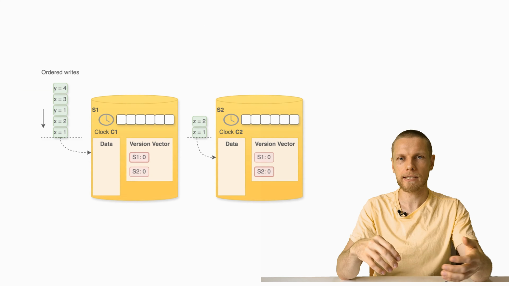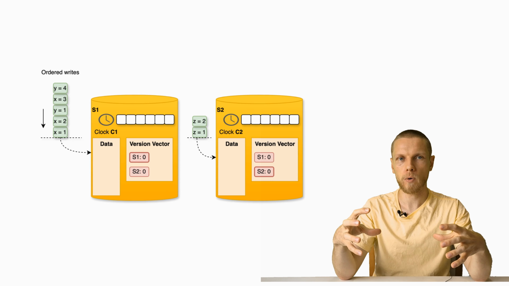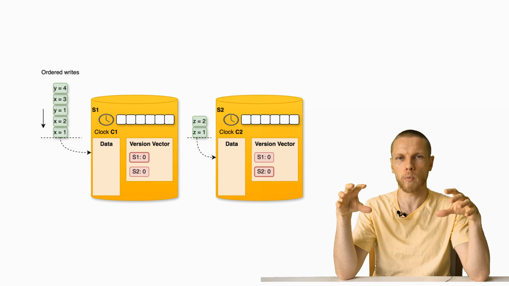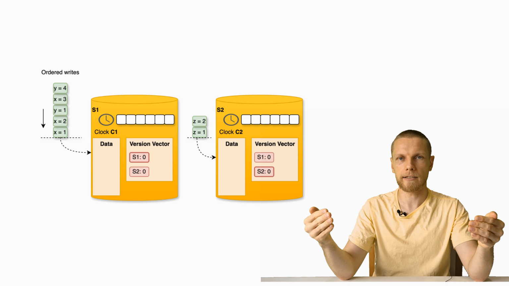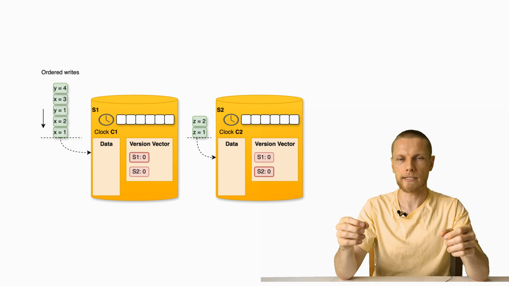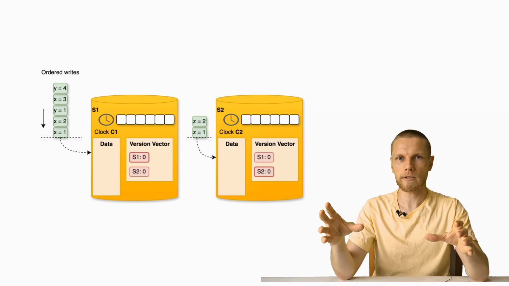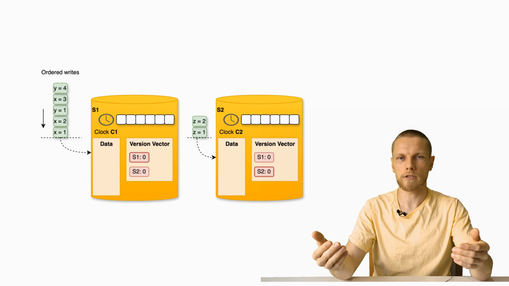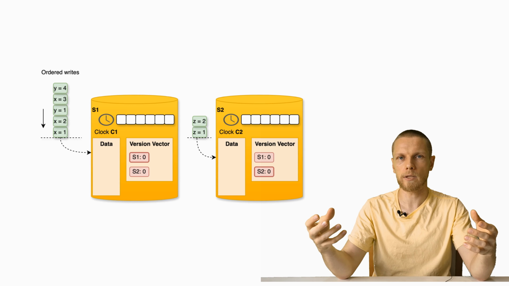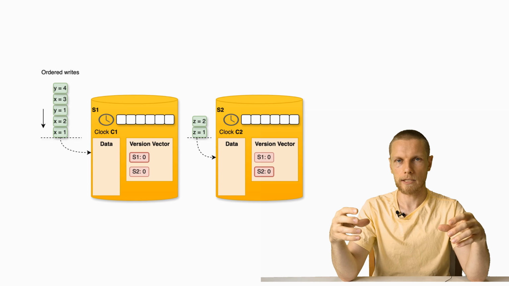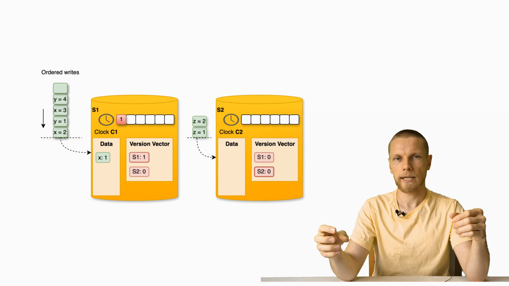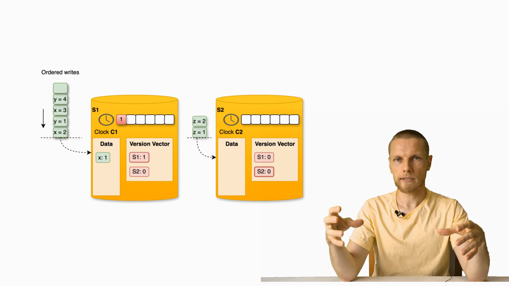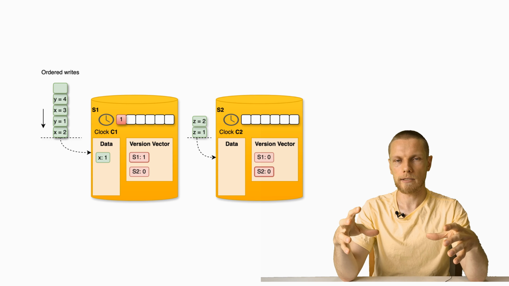Now, when we know some basics, let's see how it works together, and for now we will be interested only in what happens within the servers, taking the client out of our consideration. Initially, clocks of both servers are zeros, and their version vectors are empty or zeros as well. And we have a set of writes which are coming to the servers in a specific order and applied one by one. When the first write x equals 1 comes to the first server, its clock is incremented, its version vector is updated, and the write is stored in the data plane of that server.